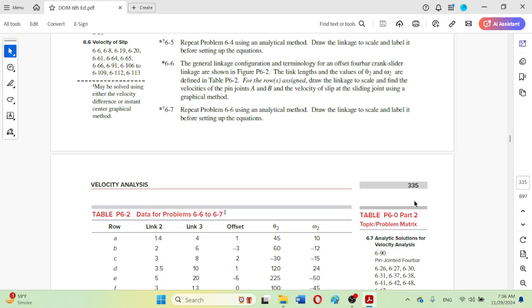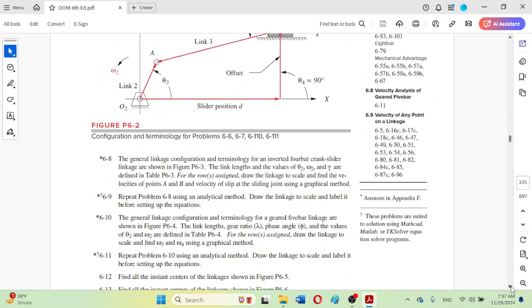So problem numbers 6-4 and 6-6 are important. Students will be solving them graphically and using trigonometric methods. Trigonometric method is also an analytical method, so that can be used for verification purposes. And after that, problem 6-8 states the general linkage configuration terminology of inverted. So leave this problem because the inverted 4-bar crank slider has not been covered. So also 6-9 leave it.